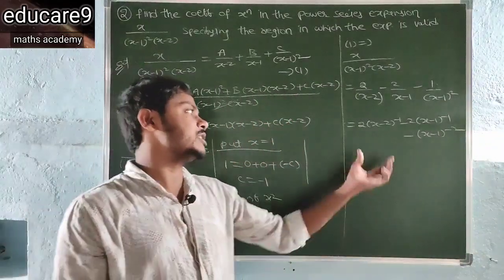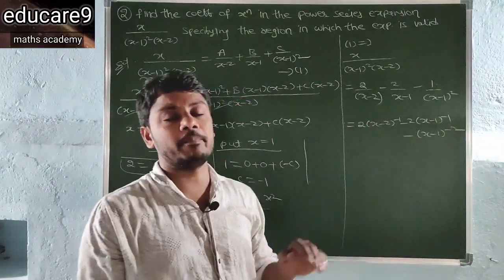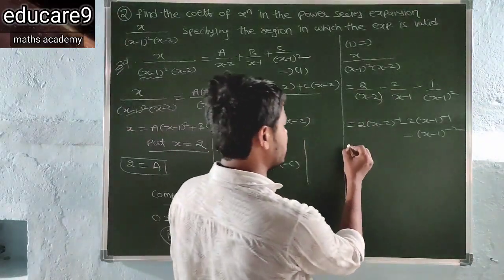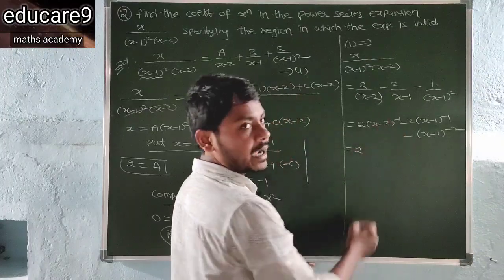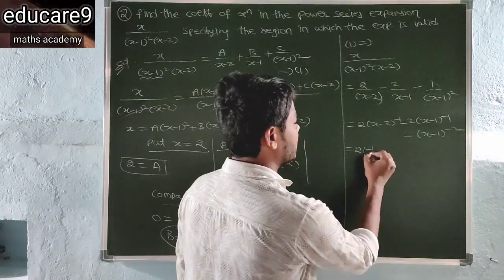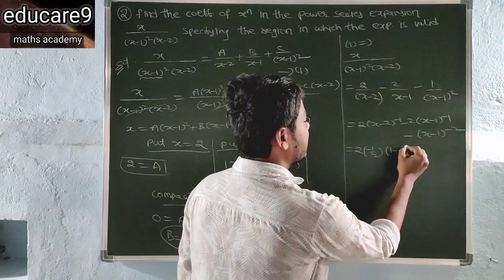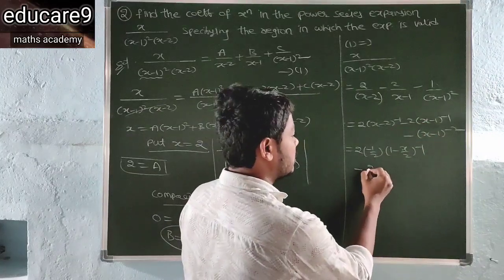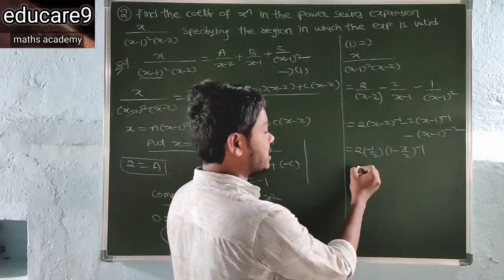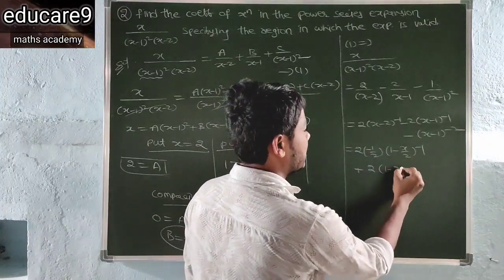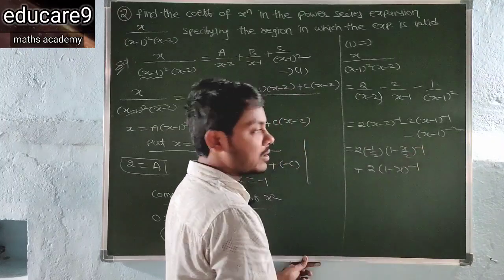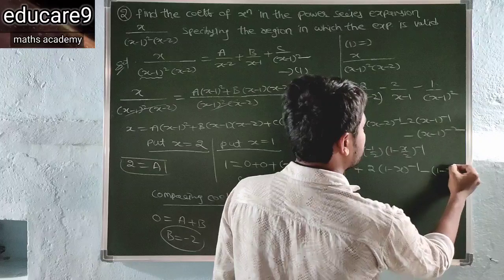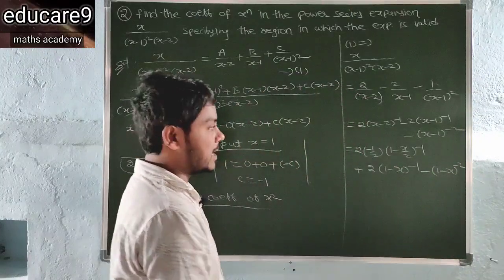So change this expansion into the form of (1 + x) whole to the power of n or (1 - x) whole to the power of n. So see here, this is 2 into, here minus 2 is common, you will get minus 1/2 into (1 - x/2) whole inverse. Next here minus 2 into, so here minus is common, you will get plus (1 - x) whole inverse. And this one, so see here you will get minus (1 - x) whole to the power of minus 2. So write these expansions.